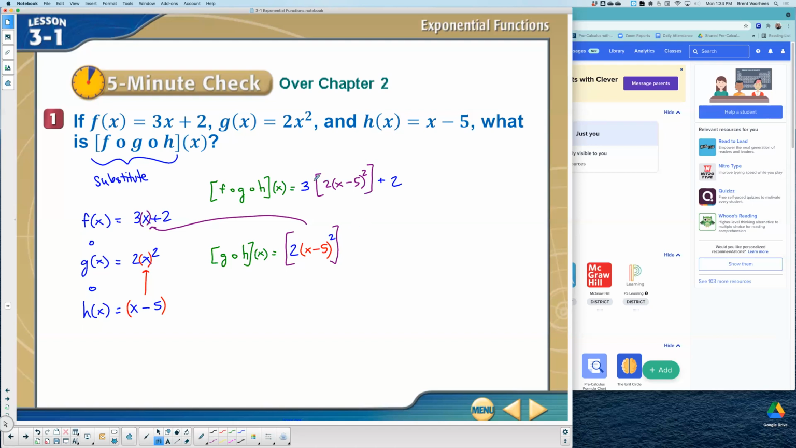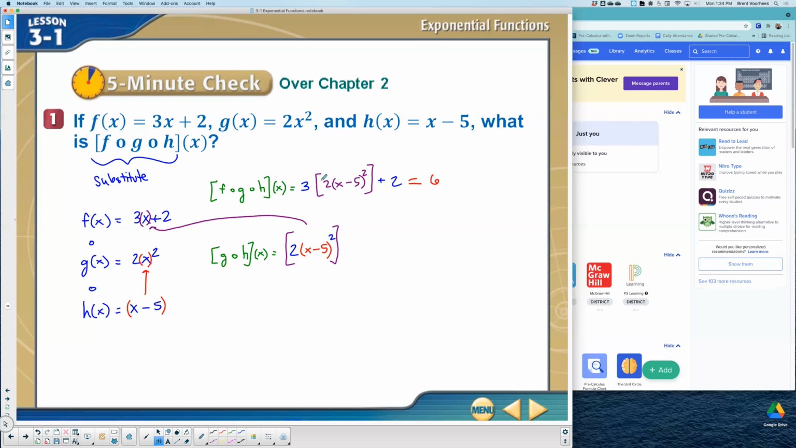Can I multiply this 3 times the 2? Would that affect that square, or am I allowed to do that? Yeah, I could do that. What's 3 times 2? 6. So I would have 3 times 2 is 6. And I can drop this bracket now.